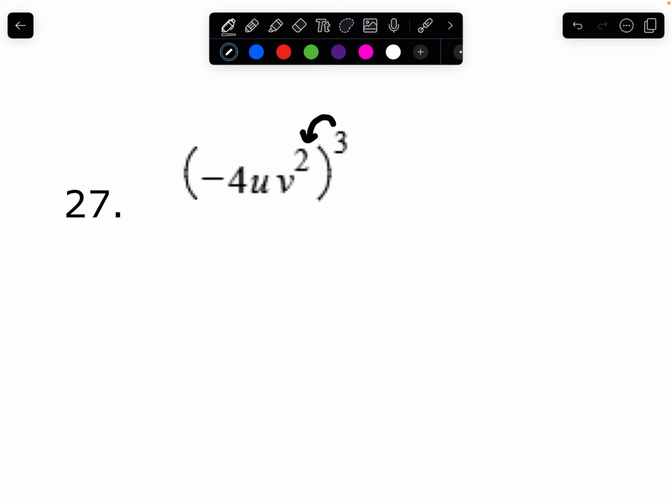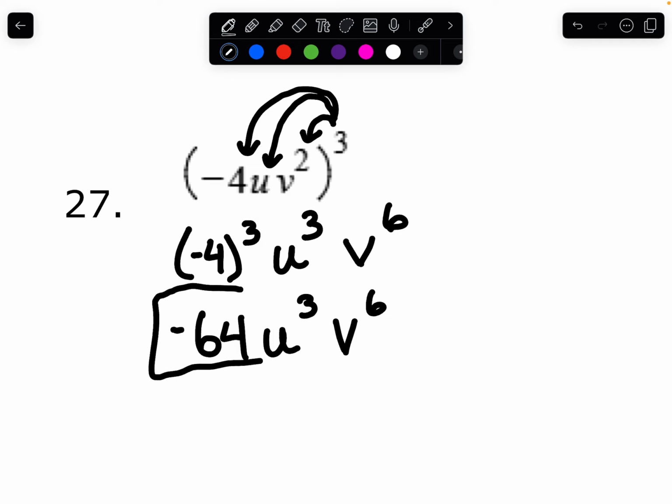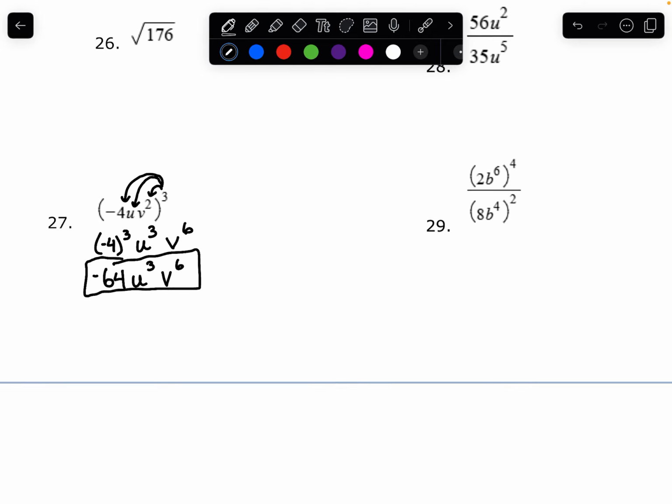But we see a power of a power rule, so we know we're going to have to multiply first. Remember, we put a 3 here, and we put negative 4 to the third power. We have u to the third power. And then that v, right, we multiply the 3 and the 2, and that's 6. So in my calculator, remember, I put in parentheses negative 4 cubed. And I have negative 64 u cubed v to the 6th power. And there's nothing else I can combine from there. So there's that.